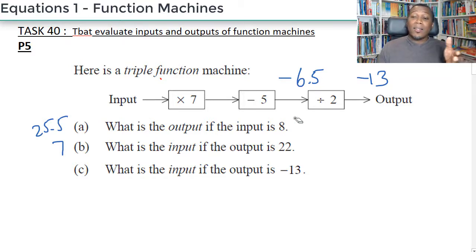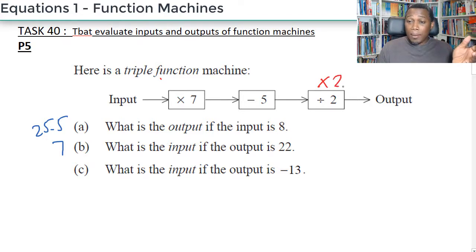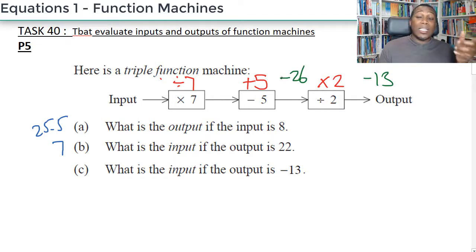They forget that going backwards, you need to do the inverse operation. So what do you need to have? You need to multiply by 2, you need to add 5, and you need to divide by 7. Those are the 3 operations if you're going backwards. So it was negative 13 times 2, which will be negative 26. Negative 26 plus 5. You're going up on the number line, which will give you negative 21. And then negative 21 divided by 7, that will give you negative 3. So the third answer is negative 3.